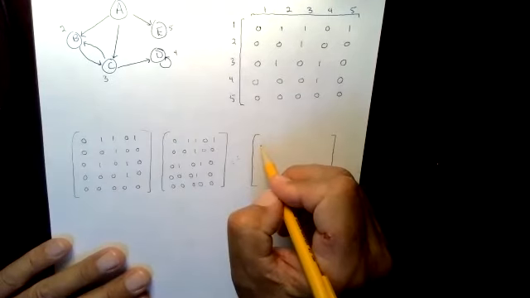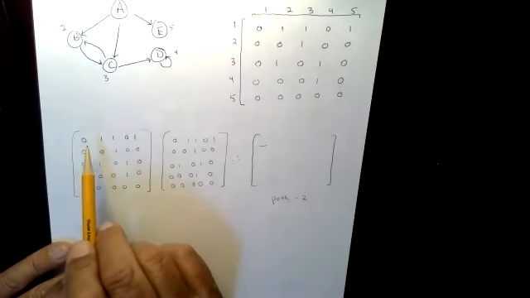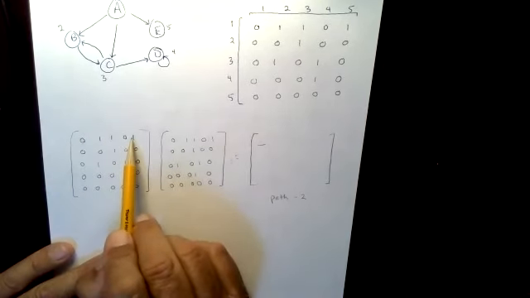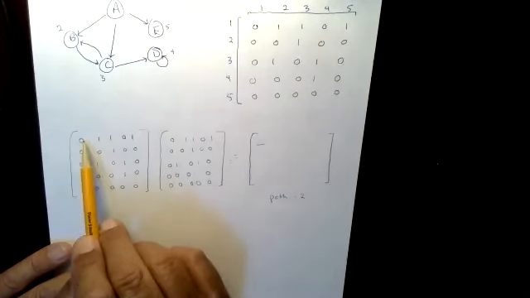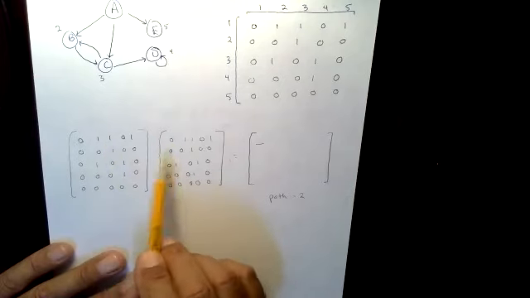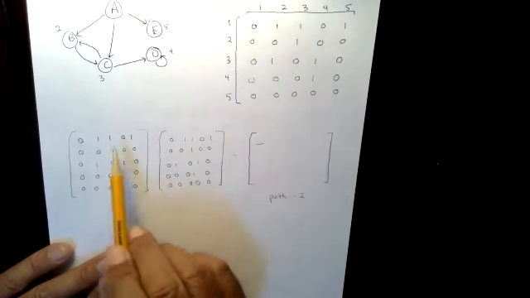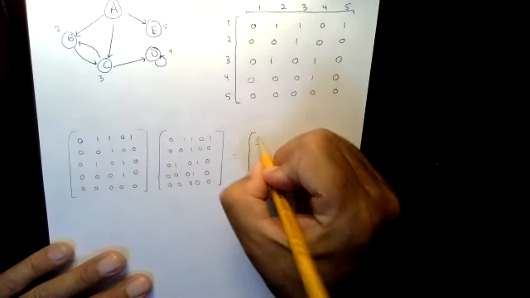I'm going to fill in this location, which is row 1, column 1. And the way I get that is I take row 1 and multiply it by column 1. And I take each individual item, 0 times 0, and I'm going to add it to 1 times 0 plus 1 times 0 plus 0 times 0 plus 1 times 0. And if I add all those up, I get a 0.